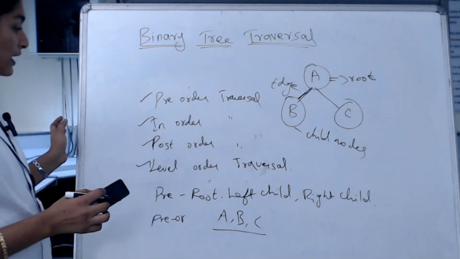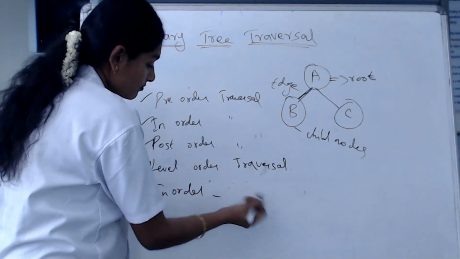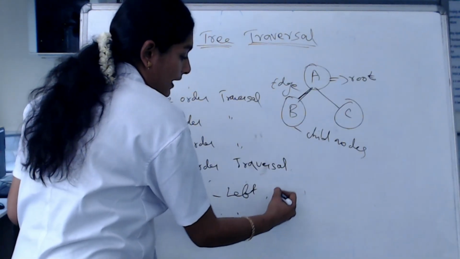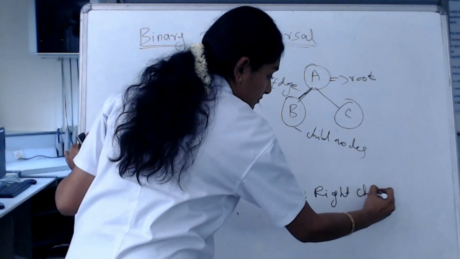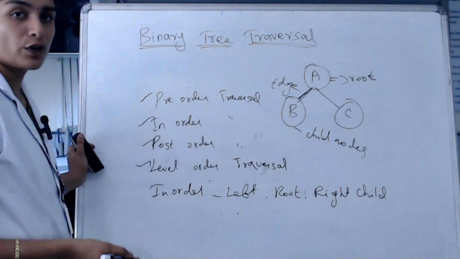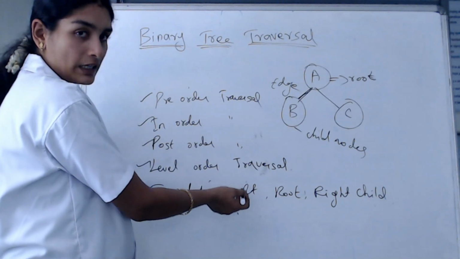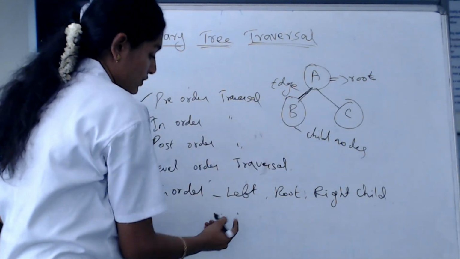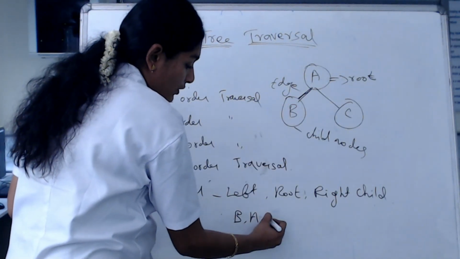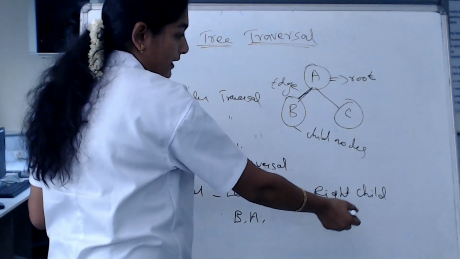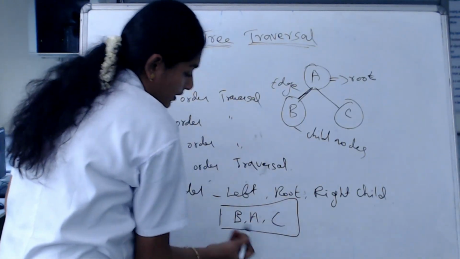Next, let me explain in-order traversal. In-order traversal means visit the left child first, visit the root node next, and then visit the right child. Follow this order for in-order traversal. Consider the same tree. What is the first step? Visit the left child first. In this tree, B is the left child, so write B first. Next, visit the root node. Here A is the root node, so write A next. And last, visit the right child, which is C. For this tree, the in-order traversal is B, A, C.